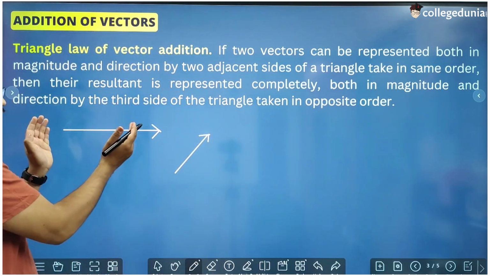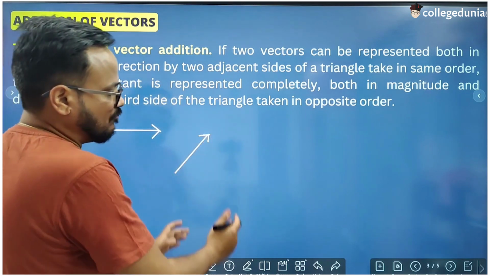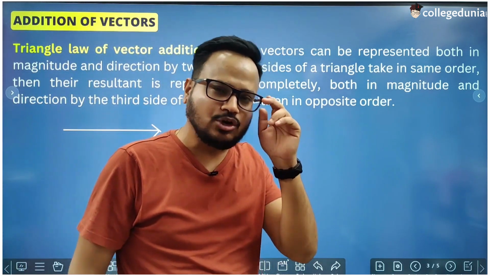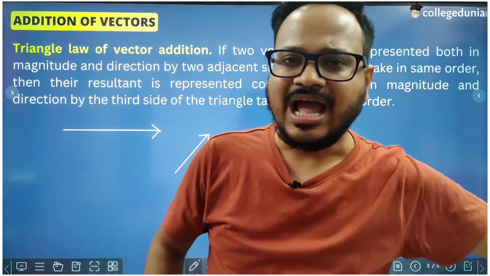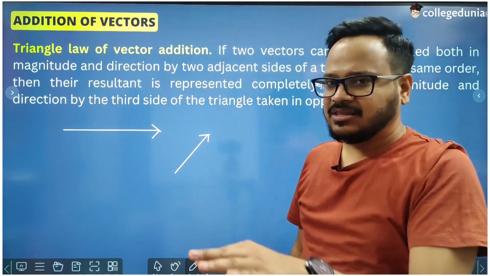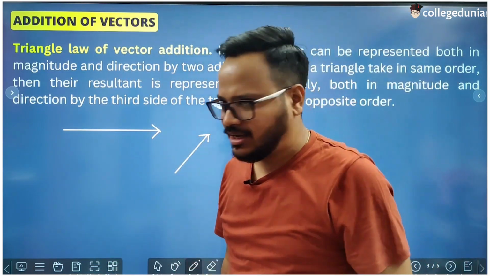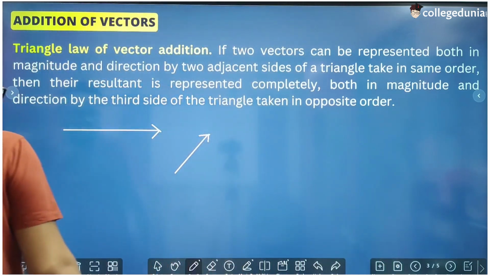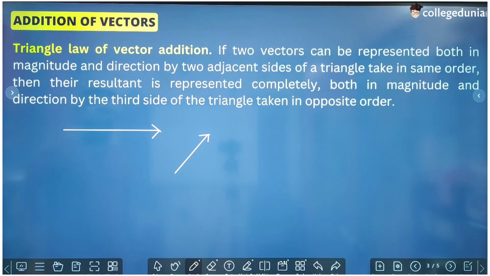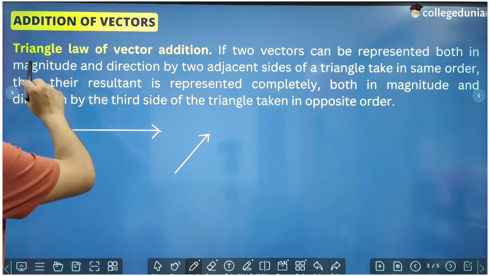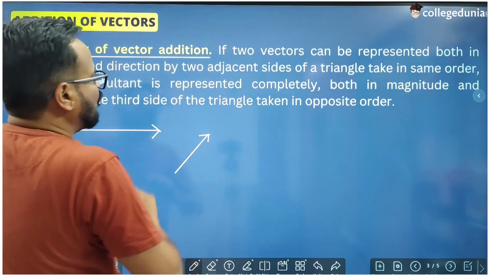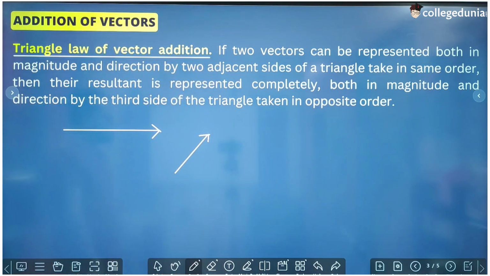So if you know this in the form of i, j, k, and if you know this in the form of i, j, k, to find the resultant of the two, you just add the two vectors. Add the i term with i, then j with j, then k with k, right? But what about the direction? So we will use the triangle law of vector addition to find the direction of the resultant of these two vectors.